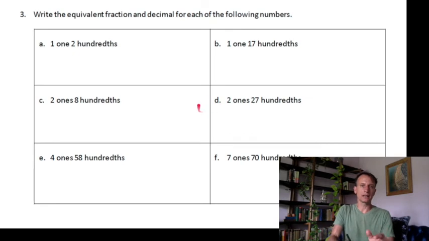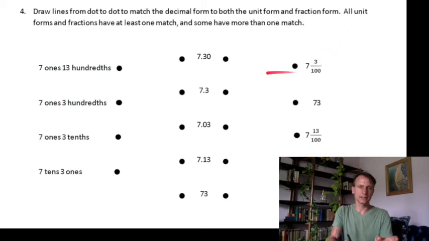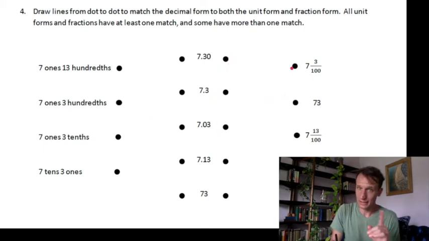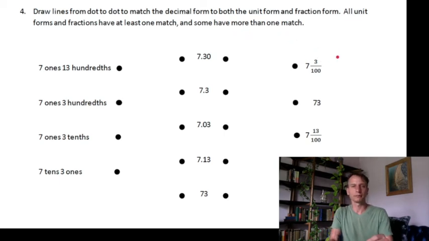Here they're just giving it to you, raw data crunching. This is unit form: 1 and 12 hundredths. Write that as a fraction and a decimal. I would encourage you to write the fraction first, because that will help you in writing the decimal form. Then there's connect the dots. You'll notice there are 5 things here, and 4 there, and 4 there, and yet they will all be used, because it says some have more than one match.